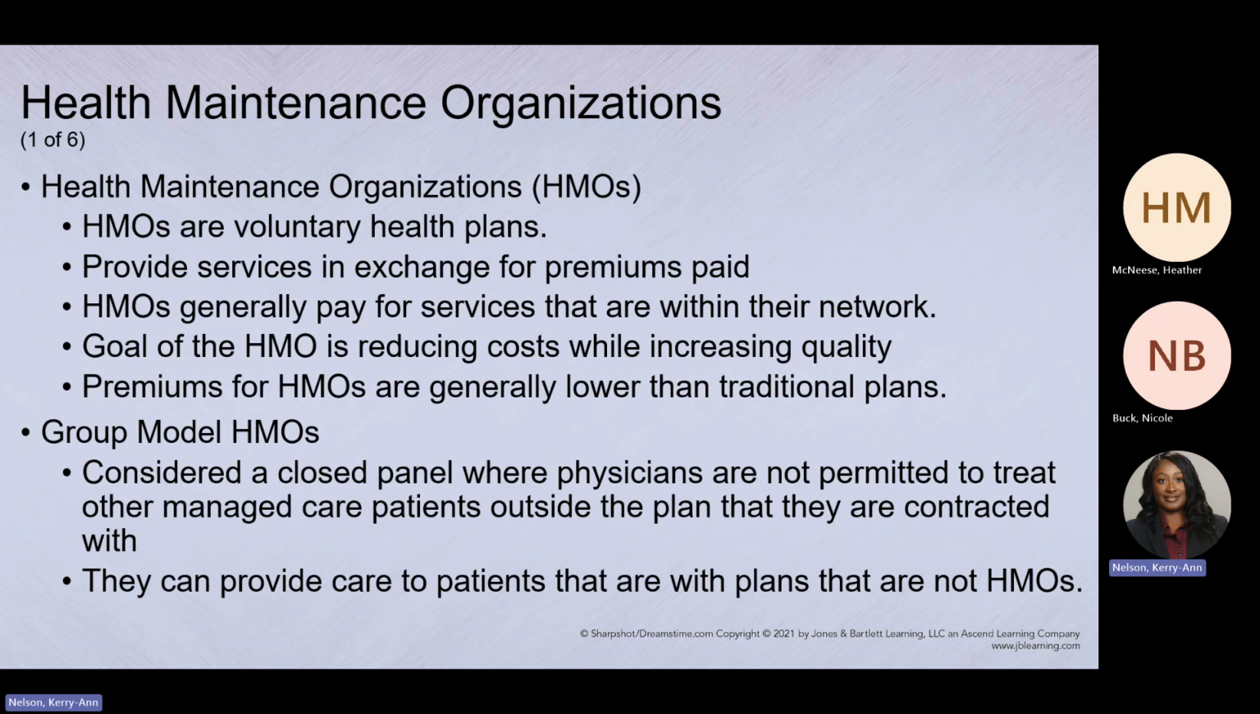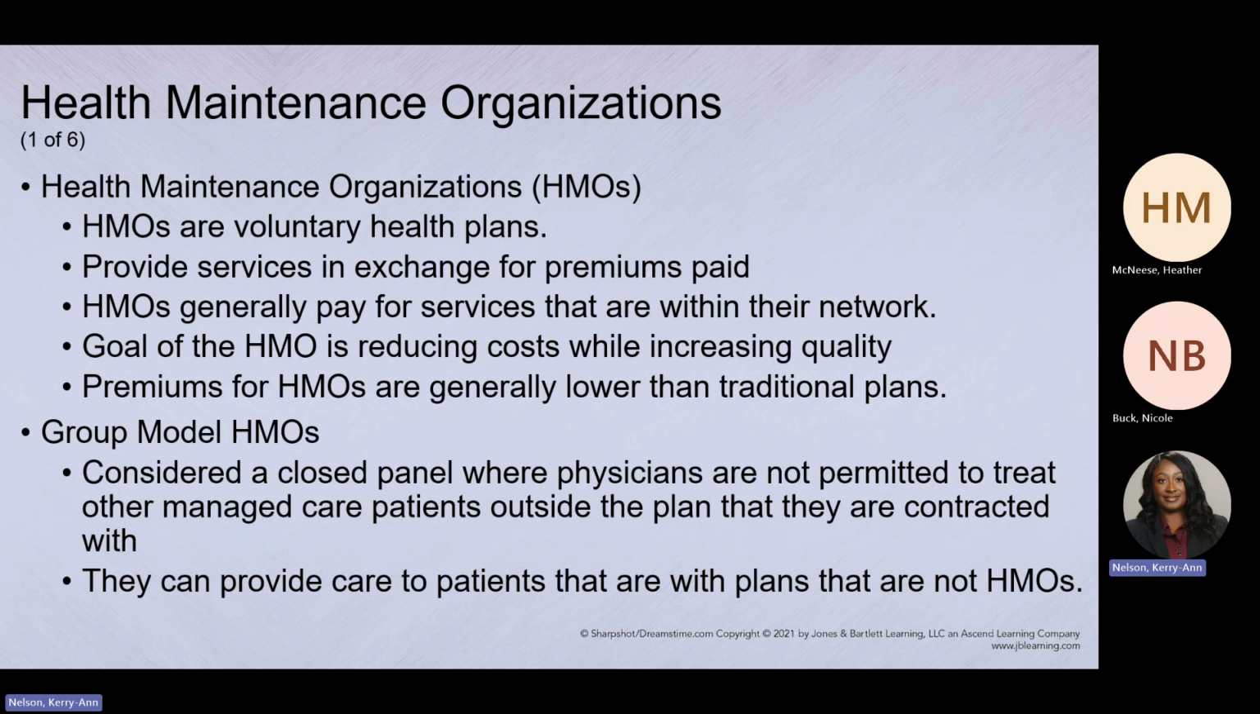So HMOs are voluntary health plans. They provide services in exchange for premiums that are paid. HMOs generally pay for services that are within their network. The goal of an HMO is reducing costs while increasing quality. Premiums for HMOs are generally lower than traditional plans.